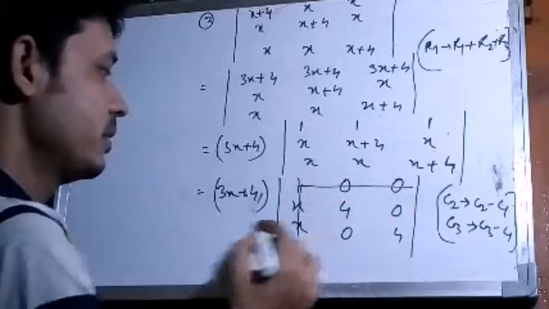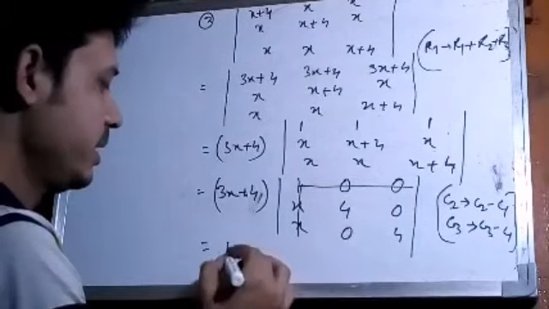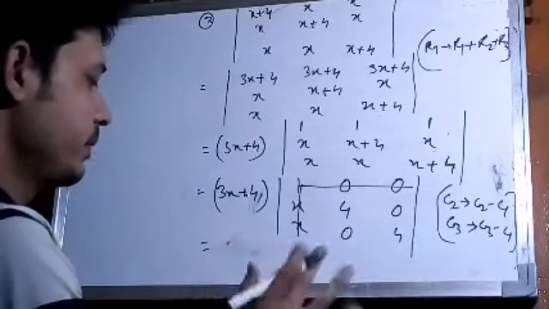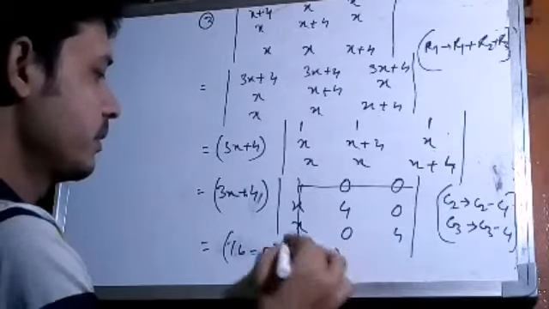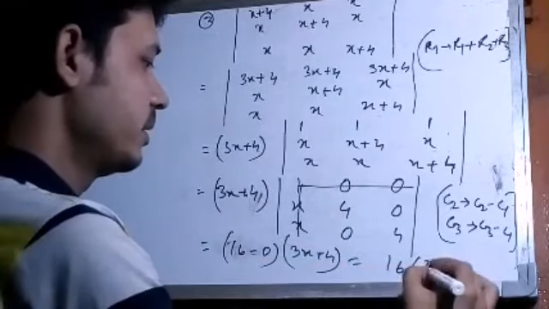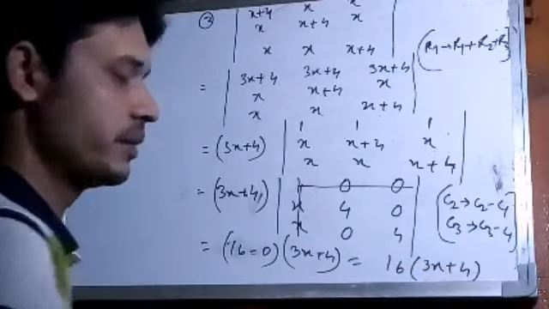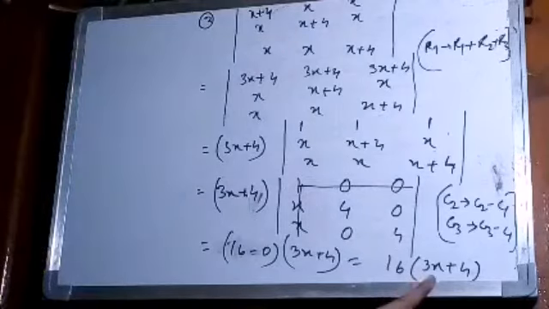Now 1, 0, 0, the determinant gets cancelled. We have 16 minus 0 into 3x plus 4. And this means the result equals 16 into 3x plus 4. So this is our answer.